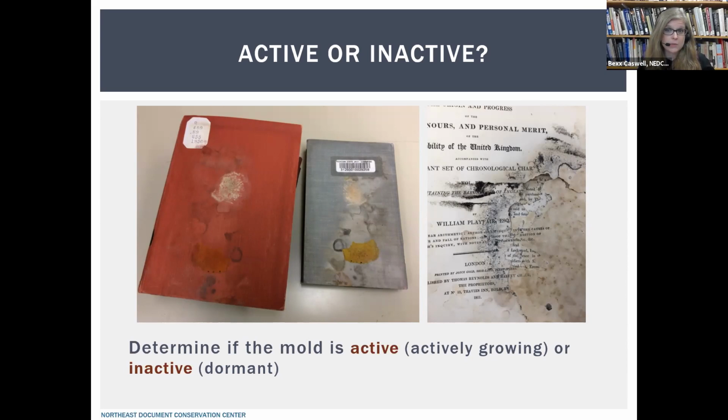Active mold is a much more serious and time-sensitive problem. So if it's 4:45 on Friday and you find active mold, too bad. Your Friday night is going to be a little bit less fun. If it's 4:45 on Friday and you find inactive mold, that's something that can probably wait until Monday, especially if you can freeze it, but we'll talk about that in a minute.